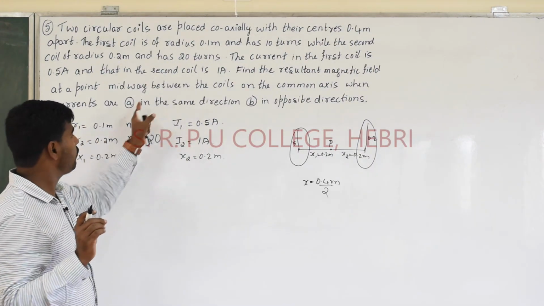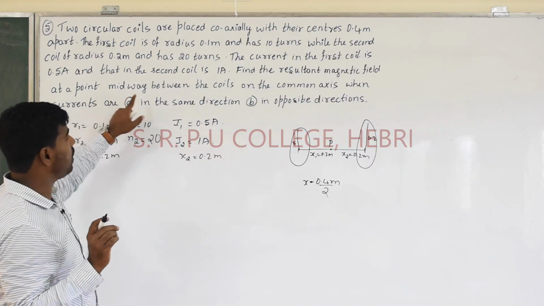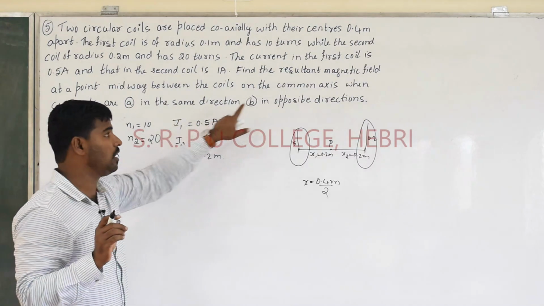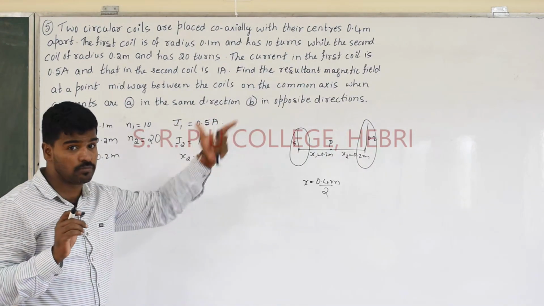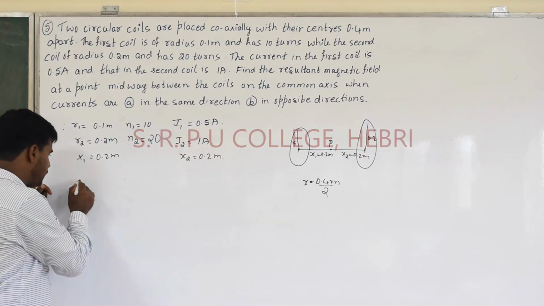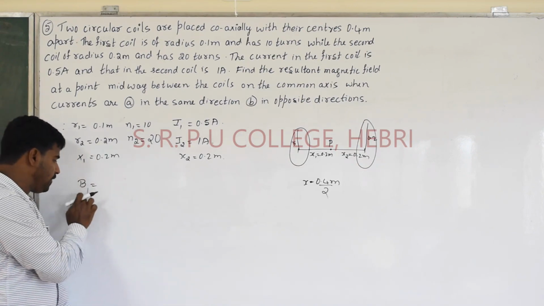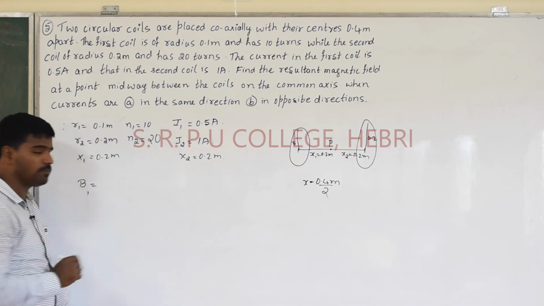What is the question? What is the net magnetic field when currents are in the same direction, and in the opposite direction? That is part B of the question. Before that, we have to calculate the magnetic field due to the first coil, expressed by B1.